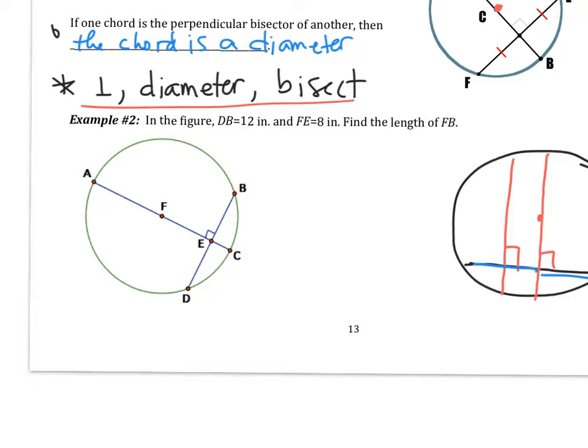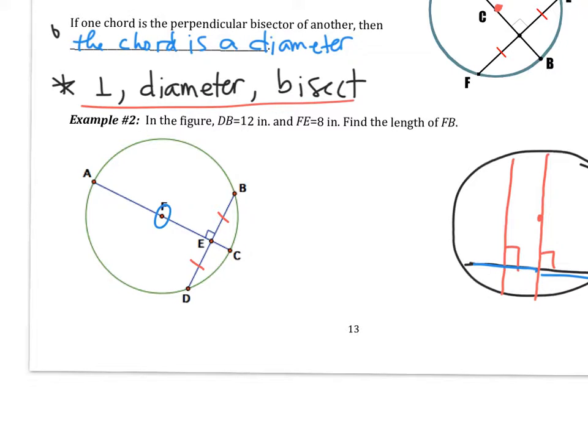Yes, okay, because you know the line is passing through F. Is it perpendicular to the chord? Yes. All right, then that means that we know DE is congruent to EB. That's what the theorem says. If we have two things, we know the third, okay?